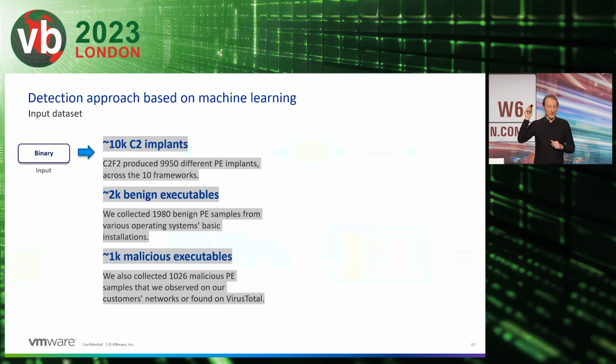This is our input data set. We have generated around 1,000 C2 implants per C2 framework, which is around 10,000 in total. On top of that, we had around 2,000 benign executables collected from various OS installations and 1,000 malicious executables that we accumulated on our customers' networks and found on VT.